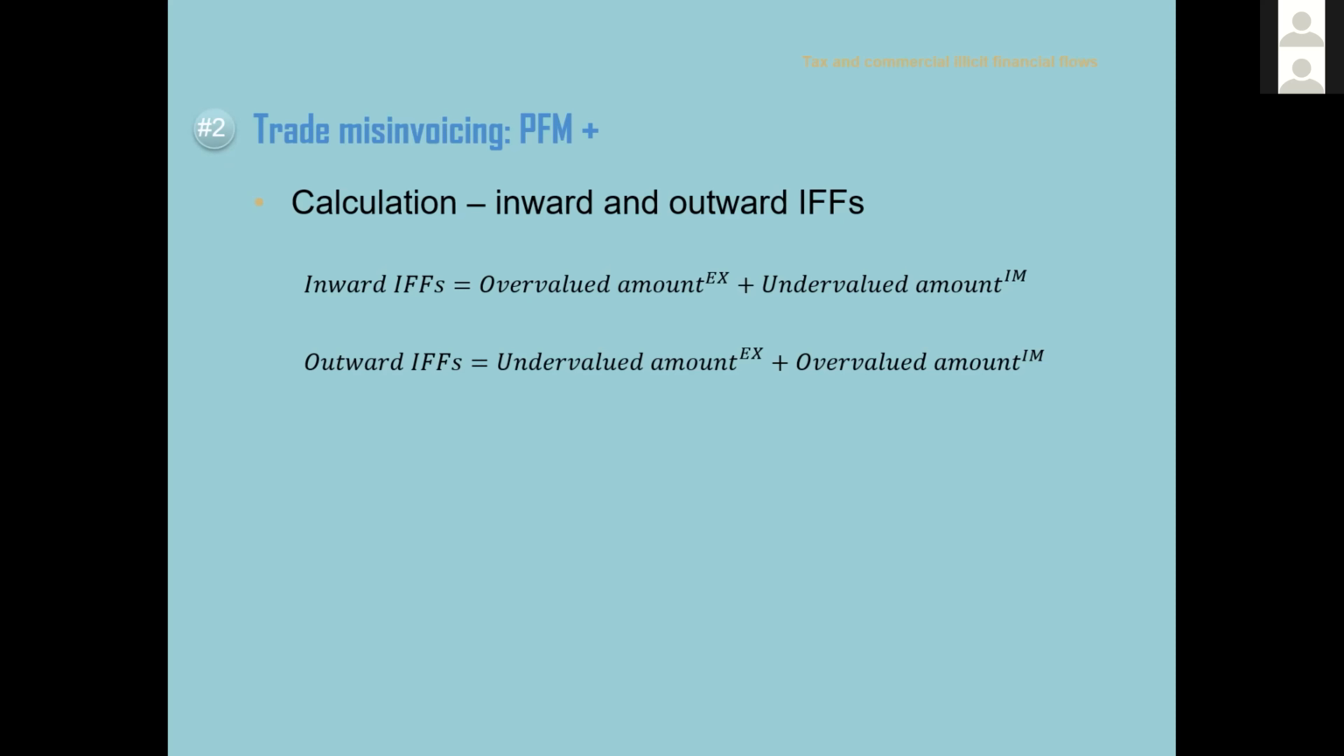And similarly with the overvaluation of imports, we are essentially importing a good or a commodity with a true value of 100, but we are importing it at the value of 120. So we are essentially paying 120 to somebody abroad for bringing only 100 into our country. And this 100 is being paid to the purchaser outside of the country, but the remaining 20 is being put on, let's say, our offshore account or somebody else's. So similarly, as in the partner country method, the inward and the outward IFFs are not linked only to the imports or only to the exports, but to both.